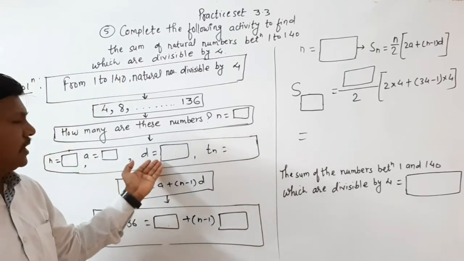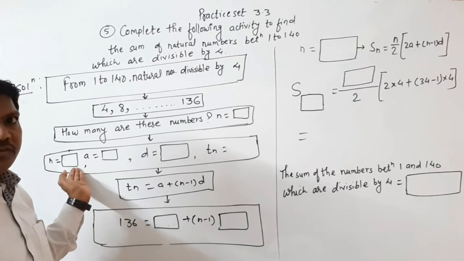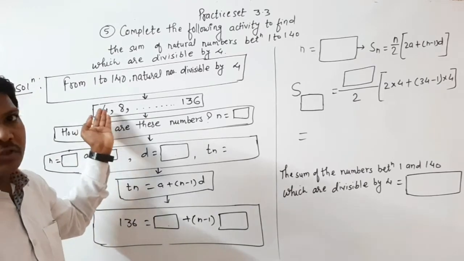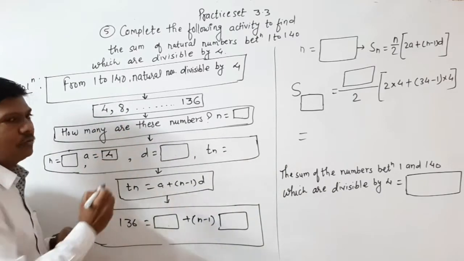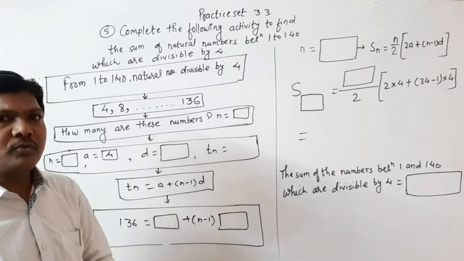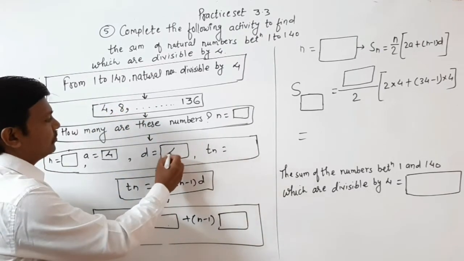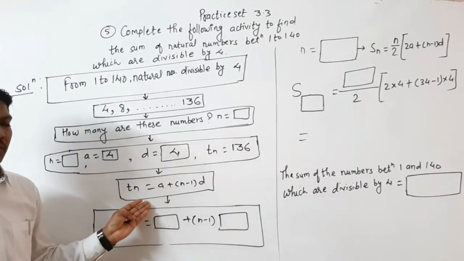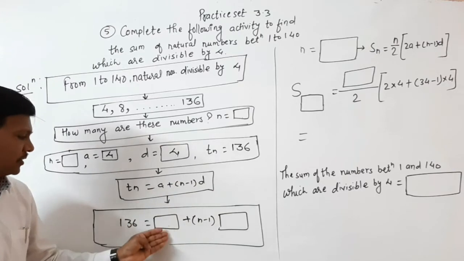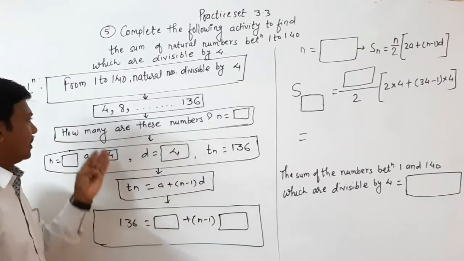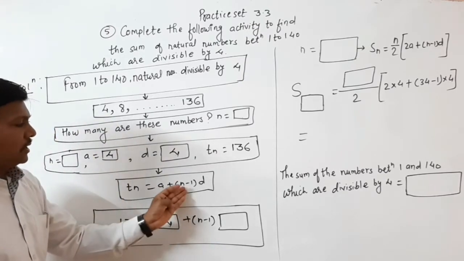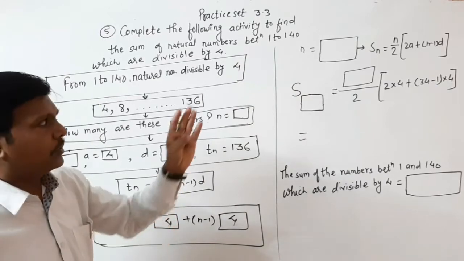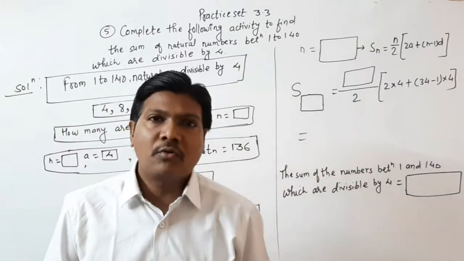So how many are these numbers? Here n equal to question mark. But first see the next step. Here n equal to a box is given, which means we have to find the value of n later. But here what is a? a is nothing but our first term, so a is 4. Then d is the difference between two consecutive terms, so 8 minus 4, that is 4. And tn means our last term, that value is given, 136. Then the formula is also given, tn equal to a plus n minus 1 into d. And in the next step, this tn is 136, a is 4, so we put 4 here, n minus 1 is given, and the value of d is also 4. Then after this, n equal to a box is given. So you find the value of n in rough.